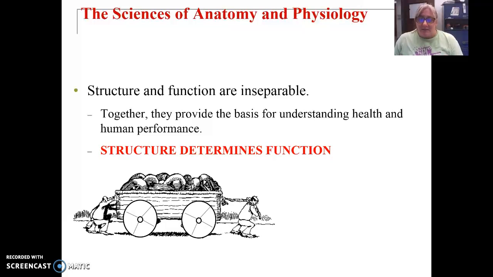Structure determines function. Another way to say it is function follows form. You are going to get this in your head. By the end of the semester, everybody's going to know structure determines function. Those are 3 words that everyone in my class understands by the end of the semester.